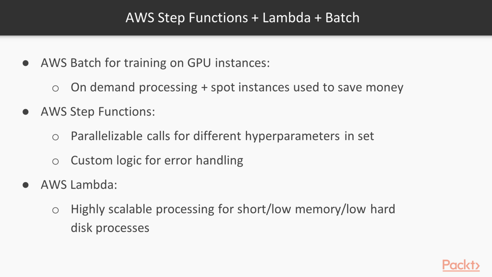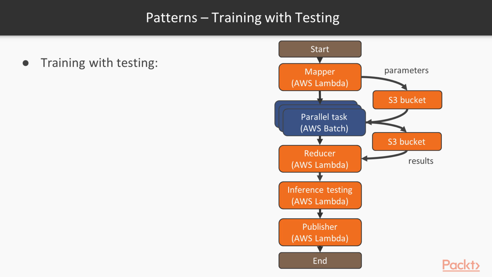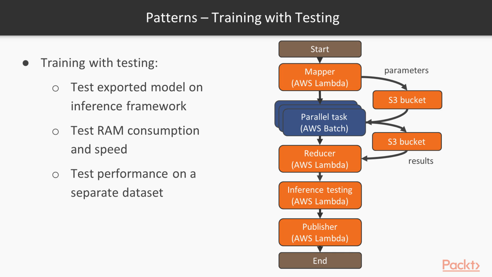Let's look at specific patterns that could be organized using AWS Step Functions, AWS Lambda, and AWS Batch. First one is separating training and testing within the pipeline. In this case, training is done on AWS Batch, and inference testing is done on AWS Lambda. The idea here is that you can test that your model operates correctly with the framework which you use in production, and check its performance on a separate dataset, as well as RAM consumption and speed.